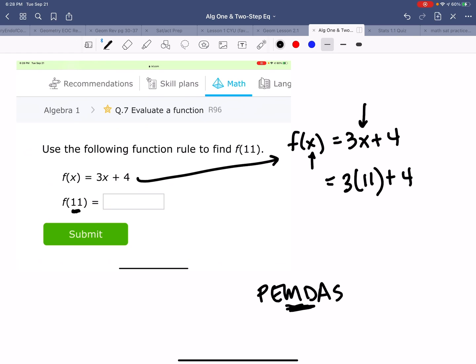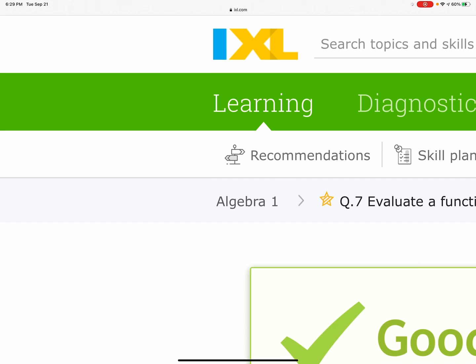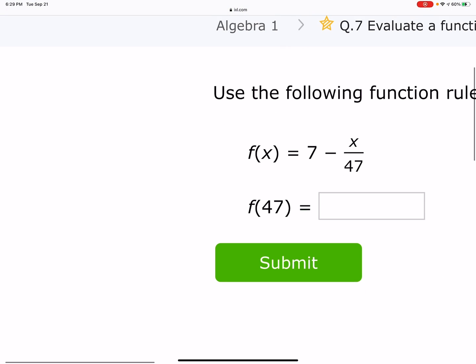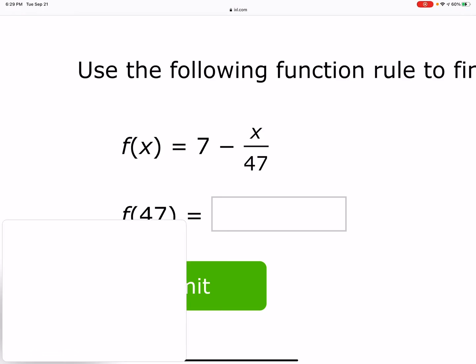So multiply and divide, so I should do this first. That would be 33, 3 times 11. And then add 4, add or subtract, left to right. So that'd be 37. So f of 11 is 37. All right. So we can think of it as a way to plug in. All right, our next one.